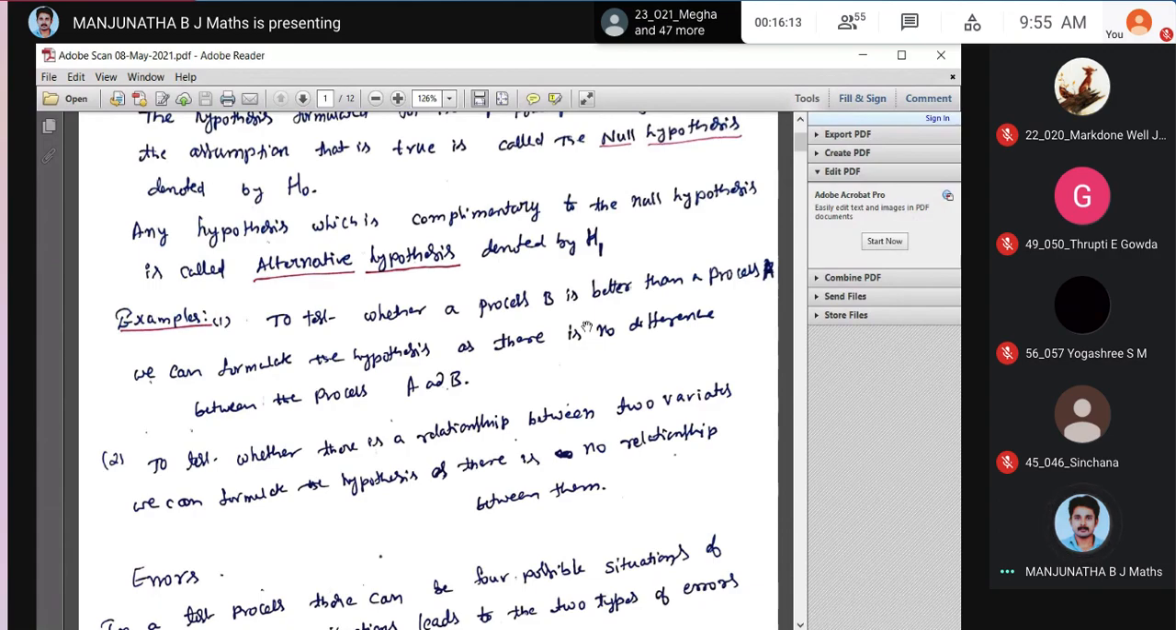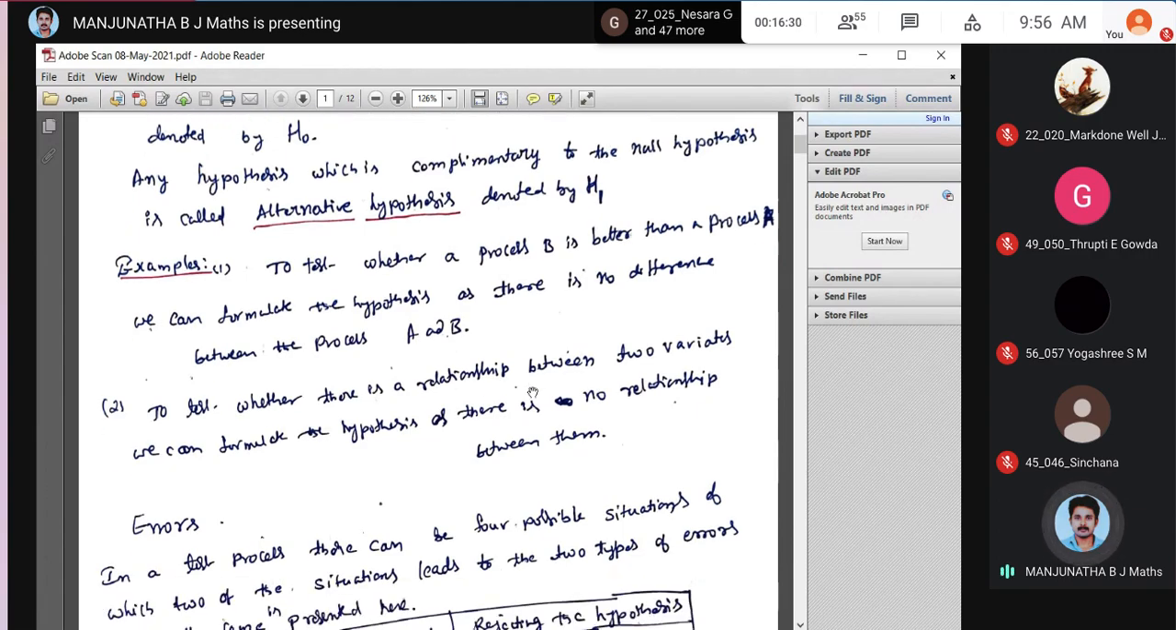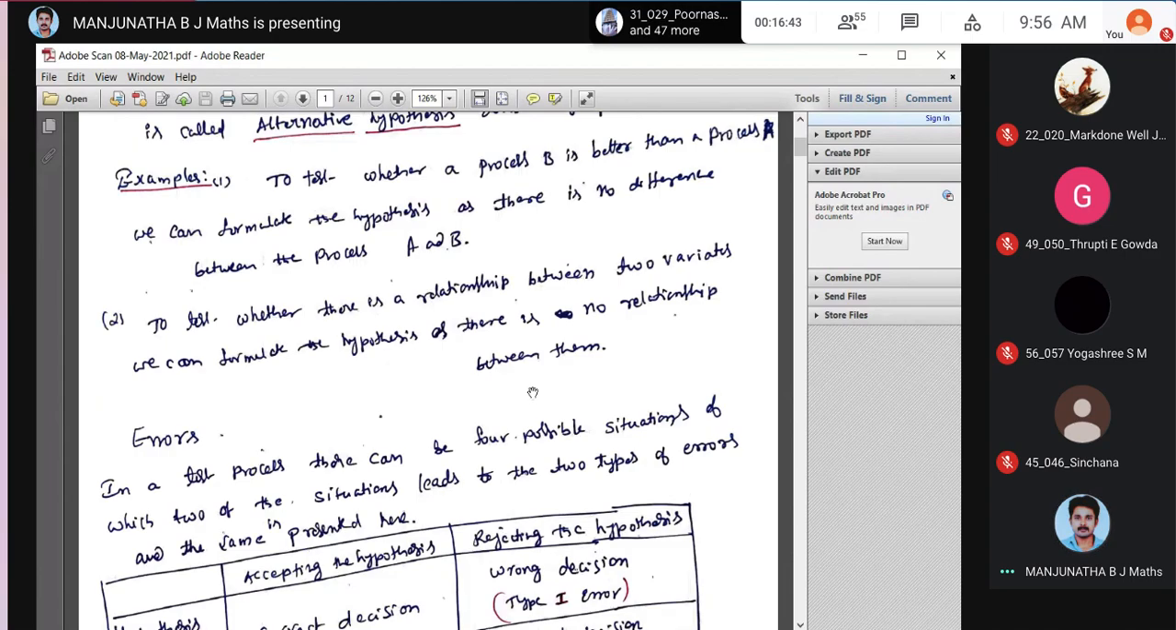That depends on Z. So Z is defined here. The definition is given. That is one tail test and two tail test. That is the one hypothesis. That depends on the data available, right? We use suitable formulas. And next, to test whether there is a relationship between two variates x1 and x2, we formulate the hypothesis as there is no relationship between them. That is one more hypothesis.